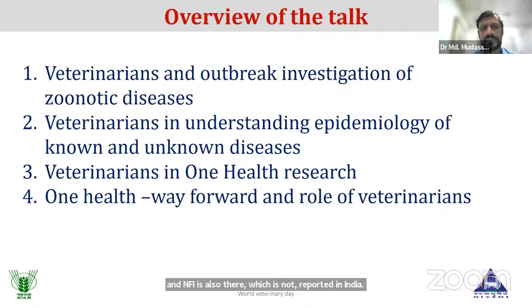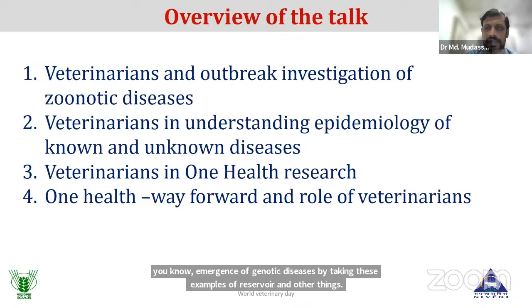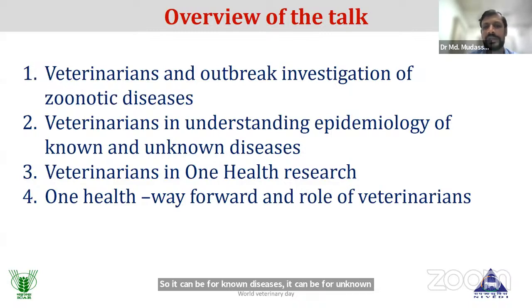So what we discussed in the first two parts was how veterinarians play a role in zoonotic disease outbreak investigation. We covered how veterinarians can play a role at different stages of emergence of zoonotic diseases. By taking these examples of reservoirs, it can be for known diseases or unknown diseases, and veterinarians play a role as the entry point or first case point. The next aspect we'll be discussing is how veterinarians play a role in One Health research. Everywhere the veterinarians are involved.